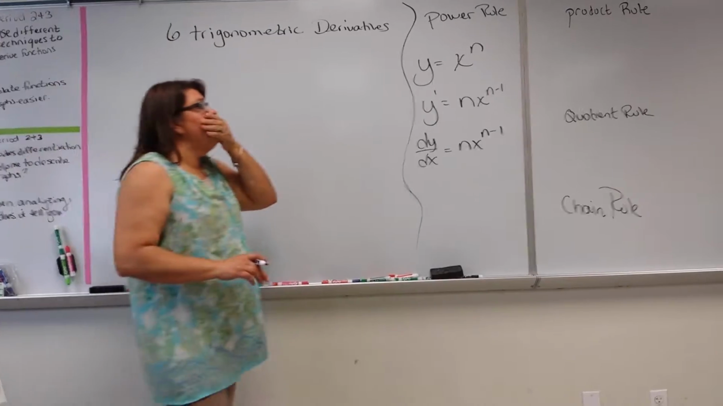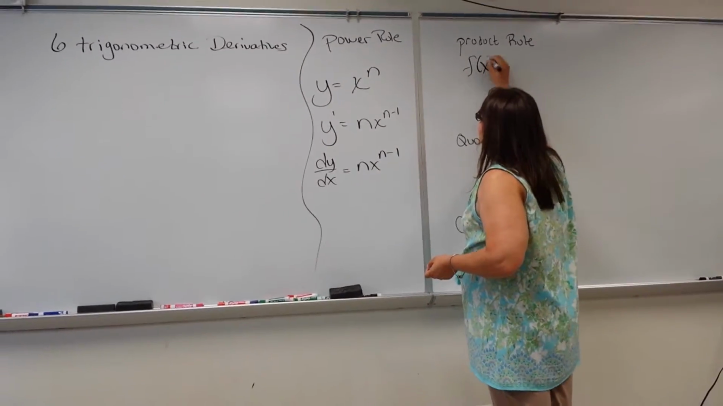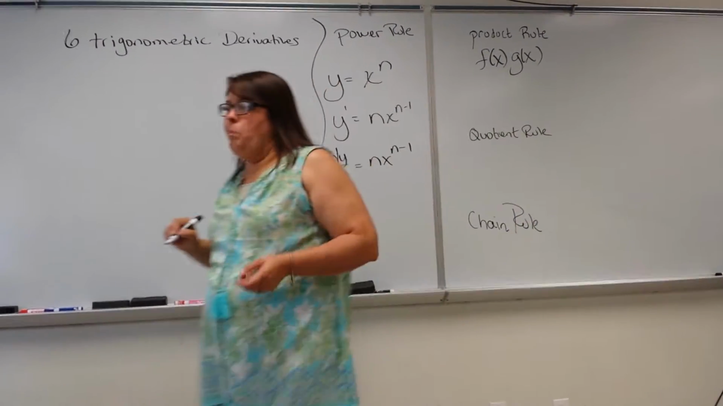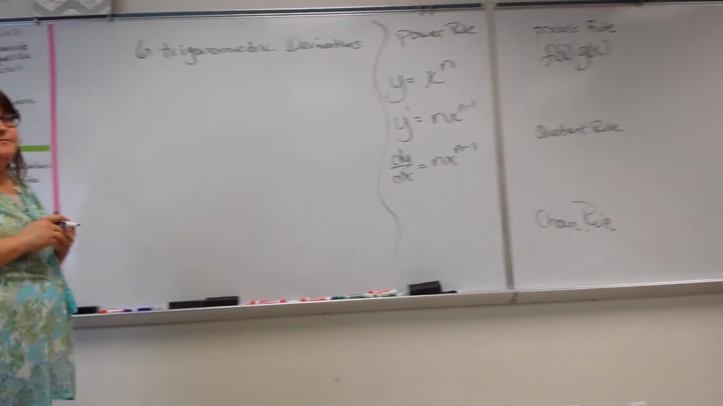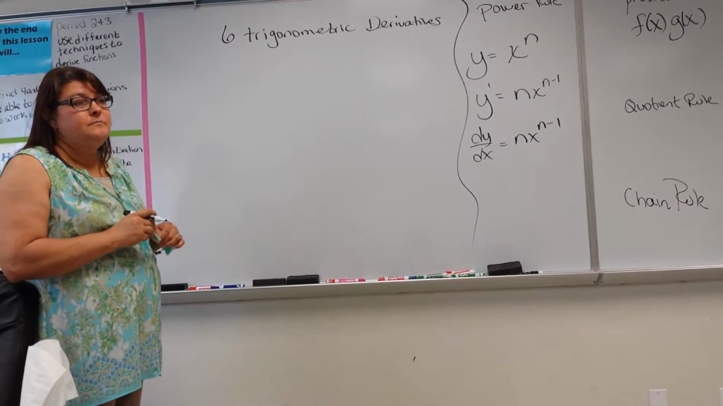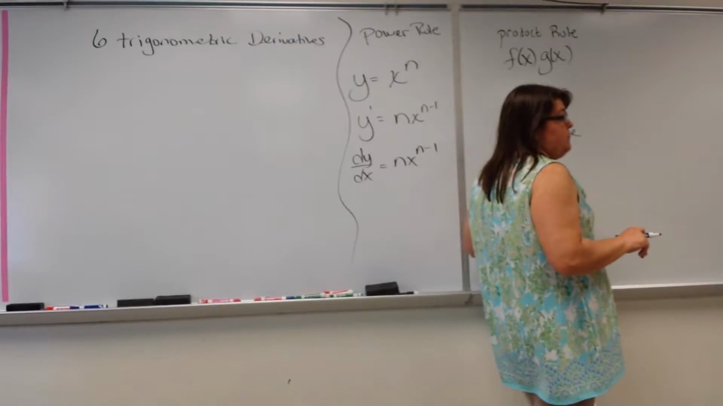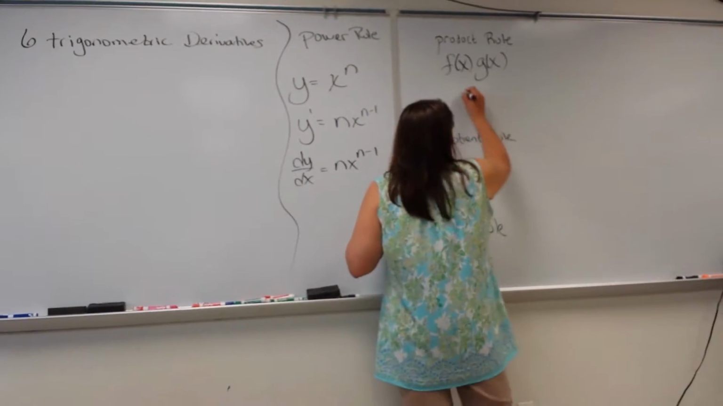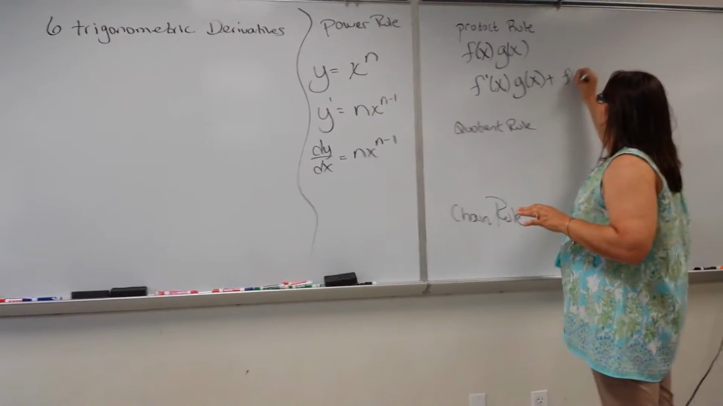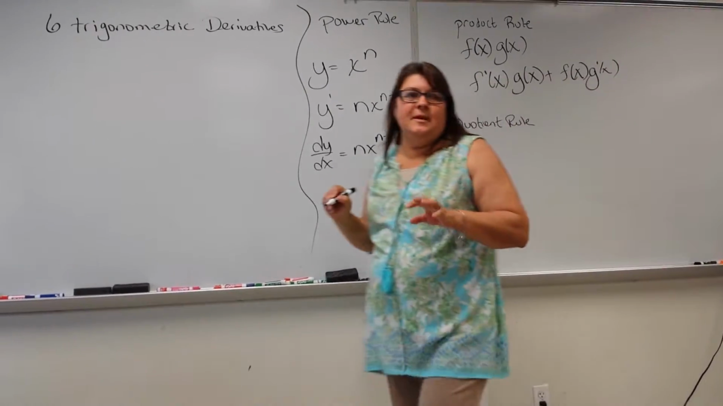Okay, product rule. The product rule is if I have two completely different functions that are being multiplied together. Does anybody recall? Isn't it one times the derivative of the other plus the derivative of the first times the other? Yep. So the derivative of the first times the second plus the first times the derivative of the second. Does that make sense to all?